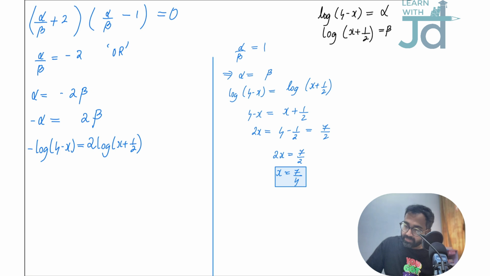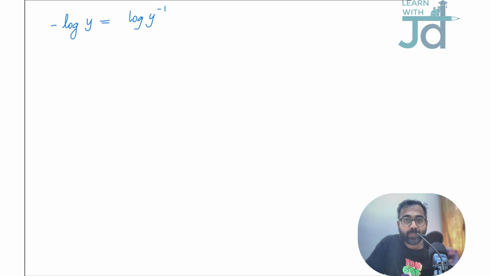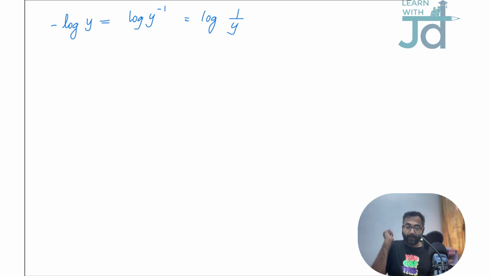Now what is this? Understand, minus log of any value, let it be y, I can write as log y raised to -1. So that is why this -1 went here. This -1, I can bring as a power of y, right? And y raised to -1 is 1 by y, so log of 1 by y. Whenever there's a negative of log, you simply write log of the reciprocal. Okay? This is one thing.